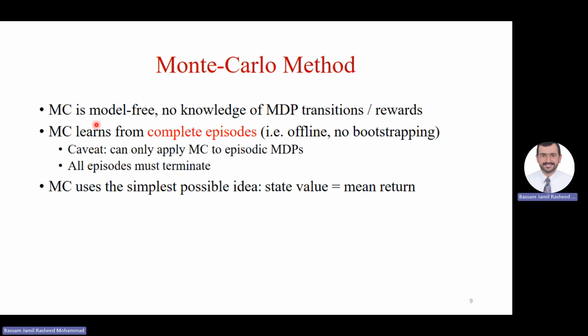In the Monte Carlo method, it is model-free, with no knowledge of the Markov decision process transitions or rewards. Monte Carlo learns from complete episodes. And this is very important, which means I have to start from a start state and complete in a terminal state. So it is considered offline, no bootstrapping. Here's the issue: you can only apply Monte Carlo to episodic MDPs. All episodes must terminate. So MC uses the simplest possible idea, which is state value equals mean return, and we'll see this in the next slide.